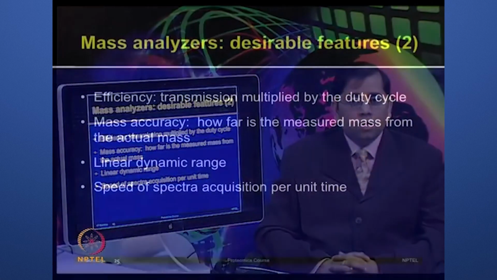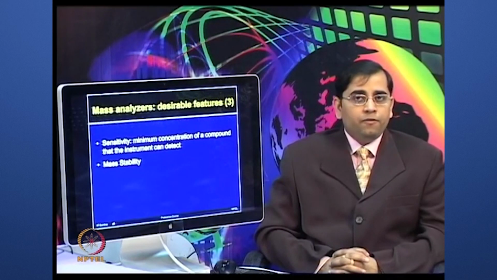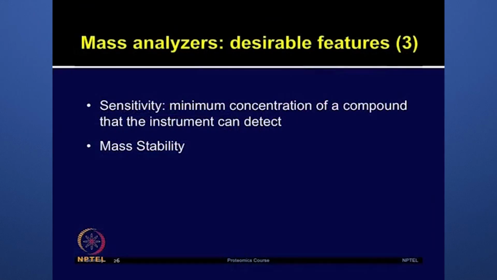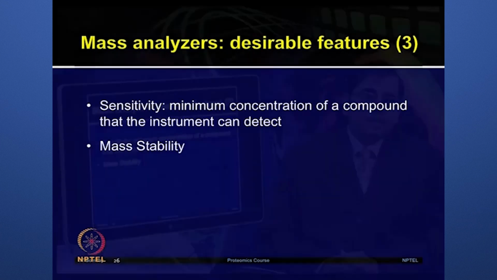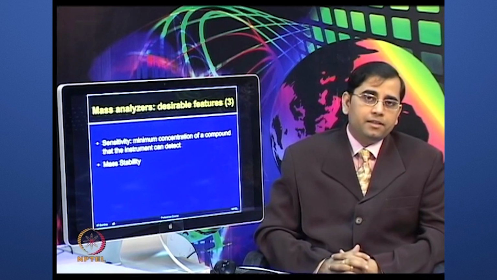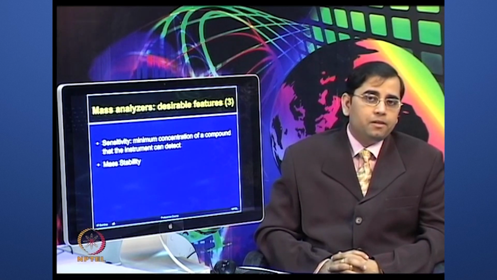Speed, how many spectra can be acquired per unit time. All these are desirable features of mass analyzers. Again, among the desirable features, one needs to look at the sensitivity, the minimum concentration of a compound that the instrument can detect with a particular signal to noise ratio. So, detection sensitivity is the smallest amount of an analyte that can be detected at a certain defined confidence level. Mass stability, how reproducible is the measured mass.